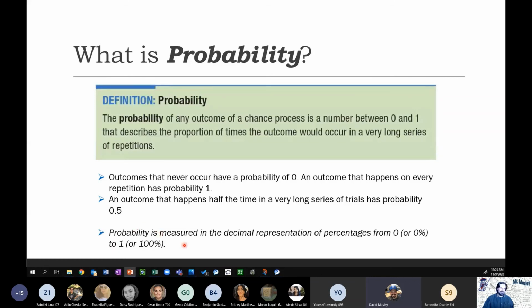Probability is measured in the decimal representation of percentages from 0% to 1, or 100%. It is not very common to write the probability as a percentage. You can say, hey, this thing has a something percent chance of happening, but it has a probability of 0.5, or probability 0, probability 1, probability 0.75. It uses that decimal instead of the percentage.